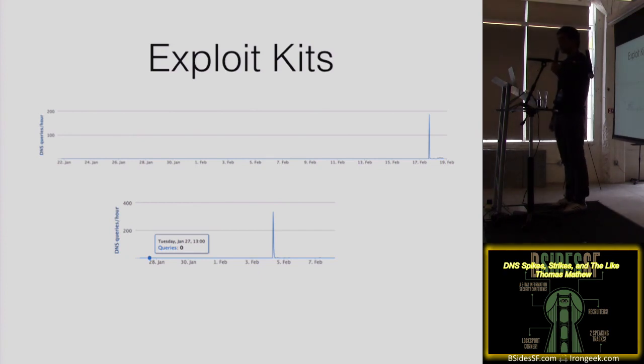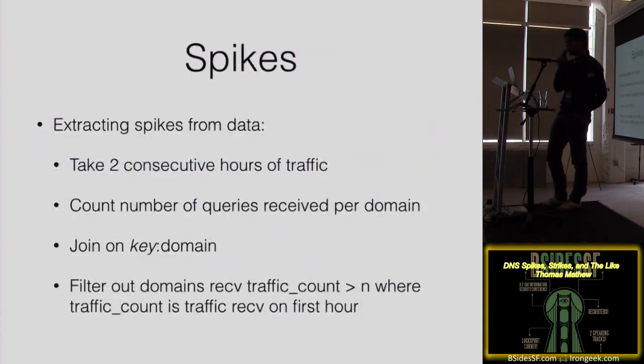So really, we're looking for a spike-like pattern within the DNS query pattern. Because as you can see, on February 17th, at around 12, a set of users suddenly put out a host of DNS queries to an exploit kit domain. So with this idea, let's form a very basic algorithm to help us extract spikes from domains.